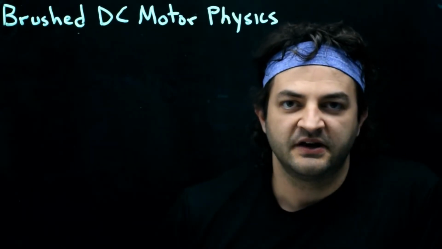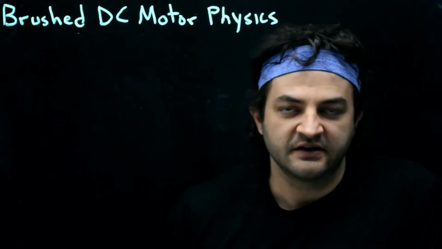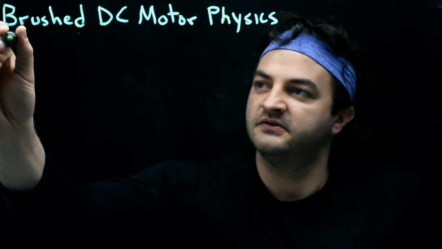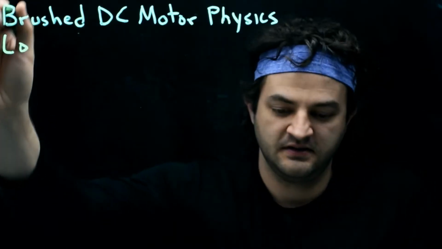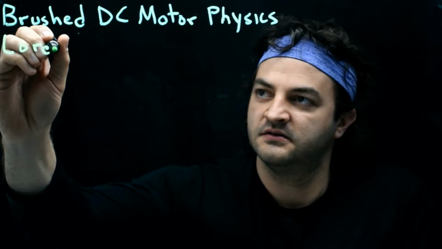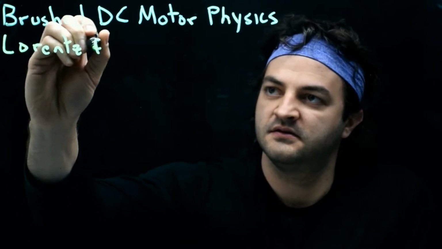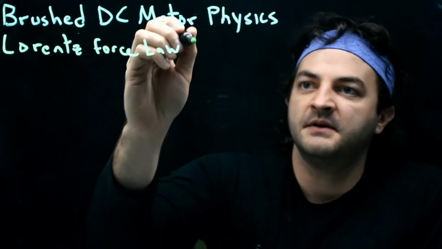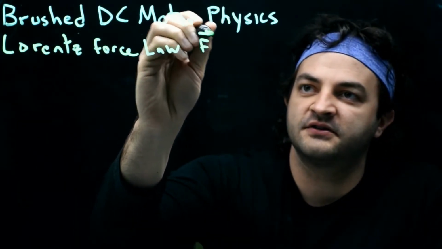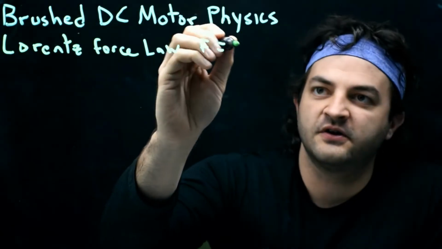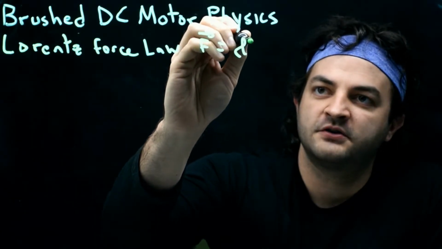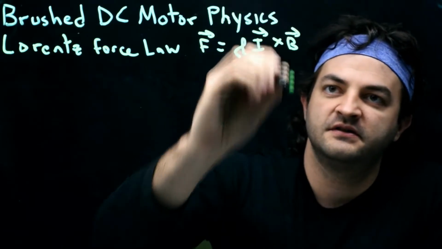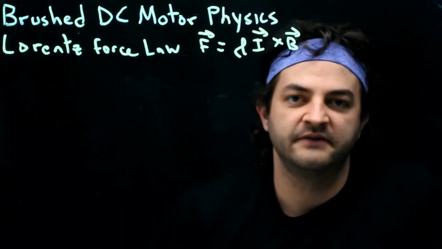The idea here is that we want to take electronics and turn that into mechanical motion. We'll do that using the Lorentz Force Law. The equation for that is that the force vector is equal to the cross product of current and magnetic field, scaled by the length of our conductor.